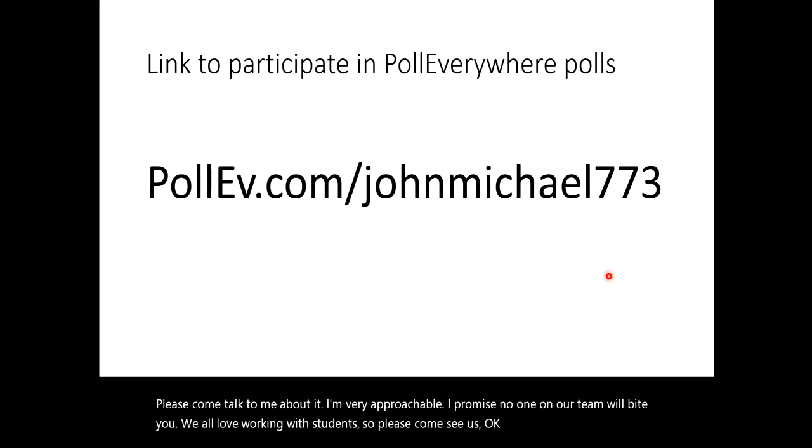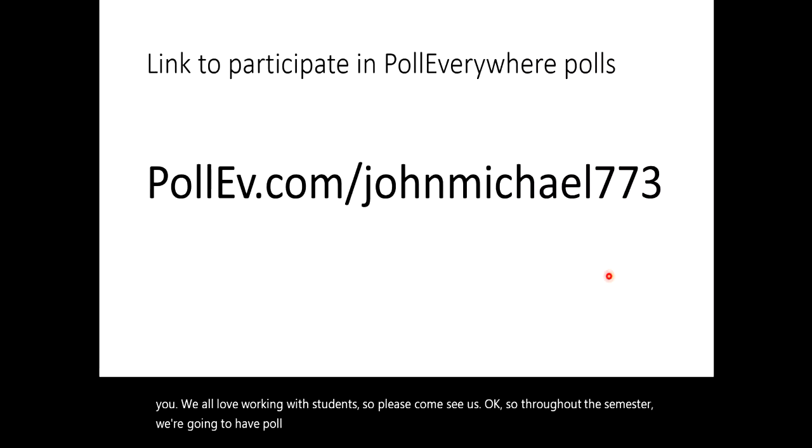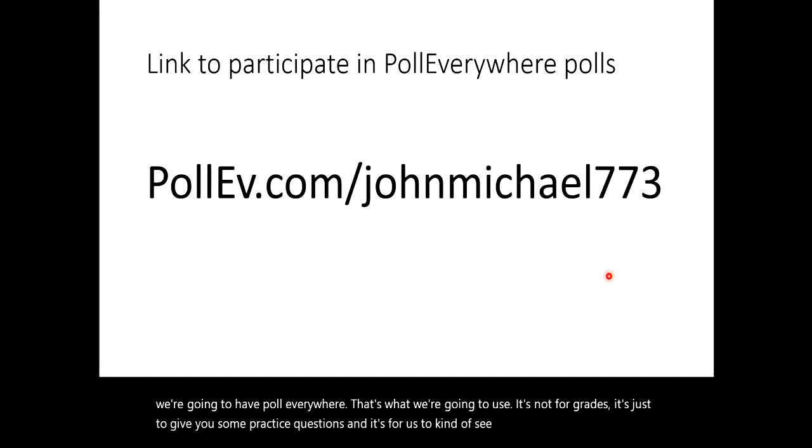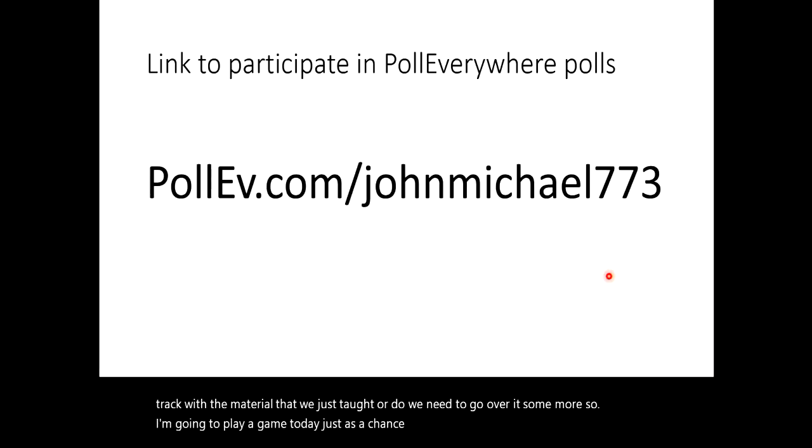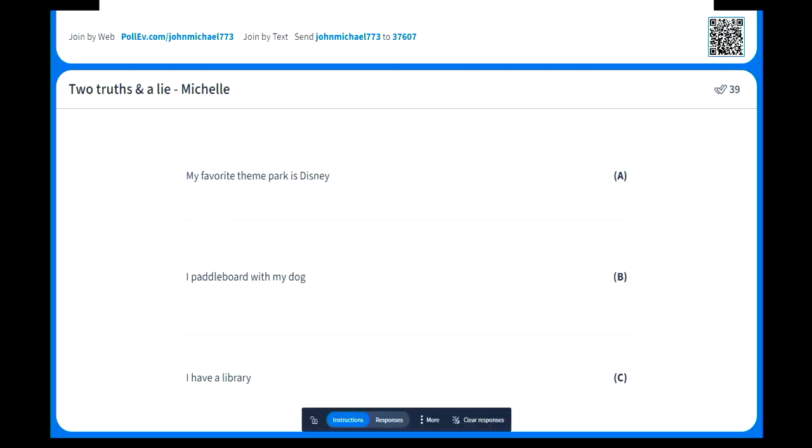Okay, so throughout the semester, we're going to have Poll Everywhere. That's what we're going to use. It's not for grades. It's just to give you some practice questions, and it's for us to kind of see as a class, are you on track with the material that we just taught, or do we need to go over it some more? So we're going to play a game today, just as a chance for you to get set up with Poll Everywhere. This is going to be 2 truths and a lie, and you can get to it from the QR code is probably the easiest, but you can also use the web address or you can text the number.